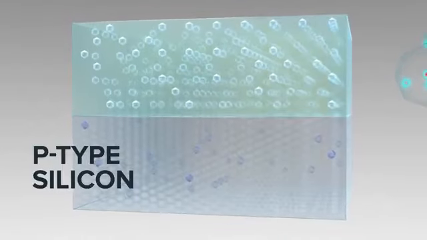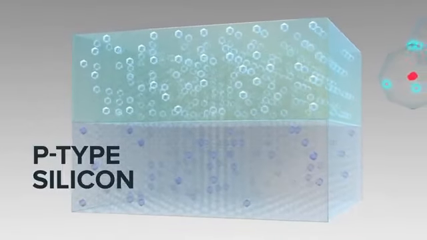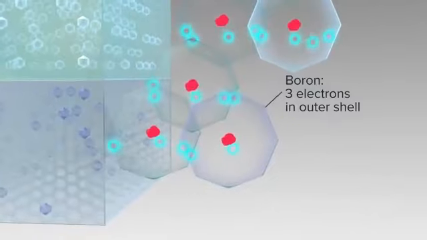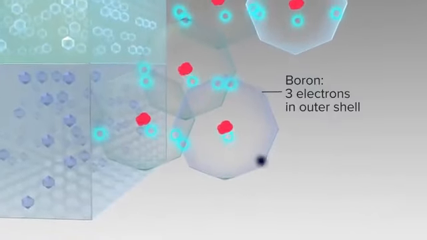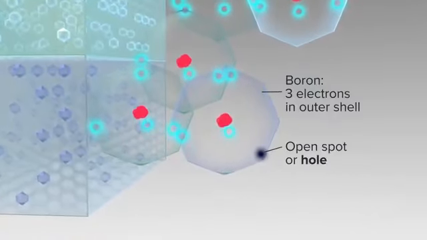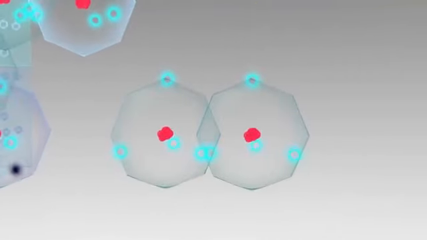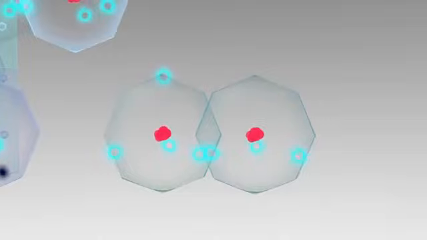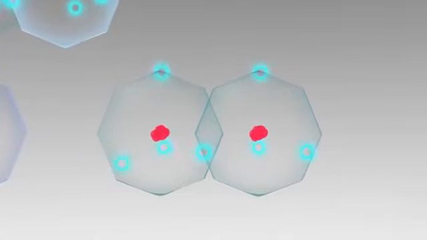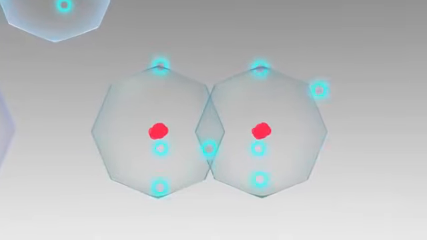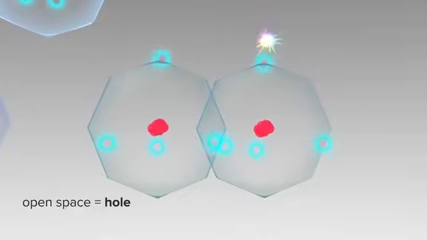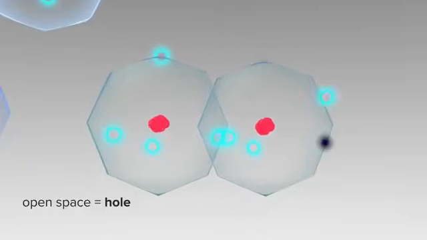P-type silicon, P for positive, is doped with boron, which has 3 electrons in its outer shell, leaving an extra open space or hole when bonding with silicon. When an electron leaves an open spot, other electrons naturally fill it in sequence. For our purposes, it's convenient to track the open space or hole as it moves.